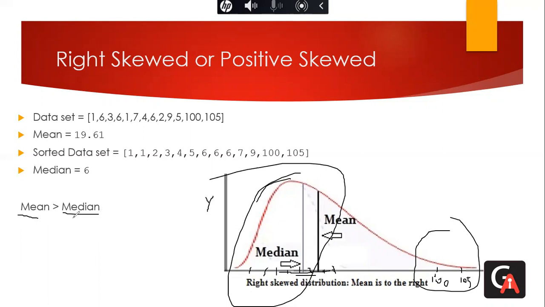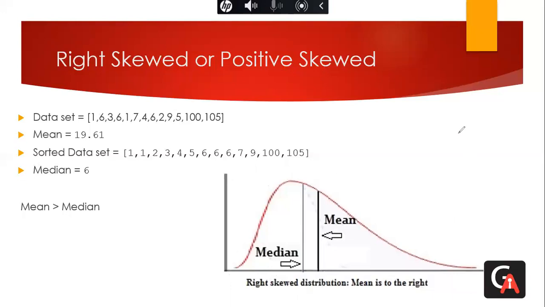So whenever you get data and plot it, and you get right skewed data, you can comment that the outliers are on the right side of the data, or the positive side of the data. Right side is always the positive, so it is also known as positive skewed or right skewed.